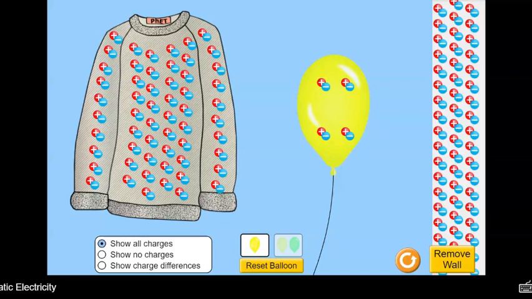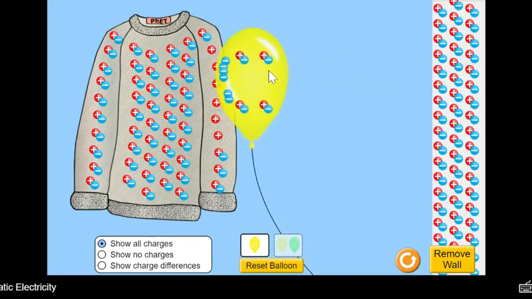We're going to be looking at our balloon and our sputter. We can see initially we have the same number of negative electrons and positive protons in both objects. That means both of these objects are neutral. So when we are neutral, we have the same positive and negative charges, so there's no overall charge.